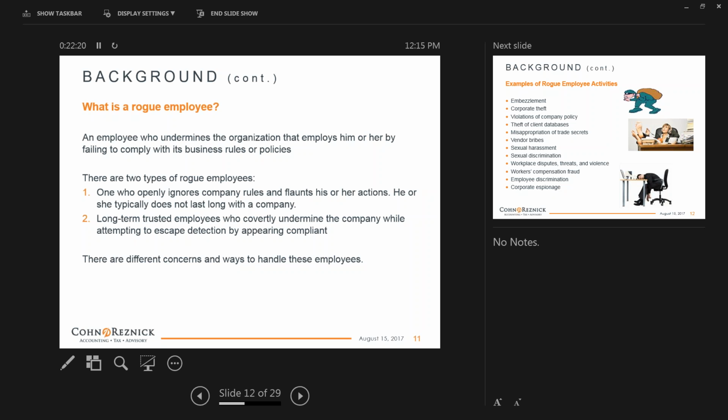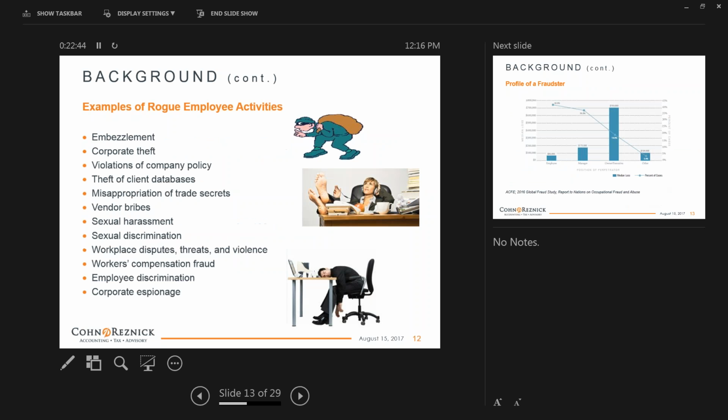And I know you're going to talk later about how fraud is caught. This was dumb luck, and I think we're going to find out later on that that's one of the key ways, unfortunately, that fraud is uncovered. Absolutely, Bill. But again, these two types of employees, they're handled differently. There's different concerns with each of these employees, and we'll discuss that in a couple of slides.